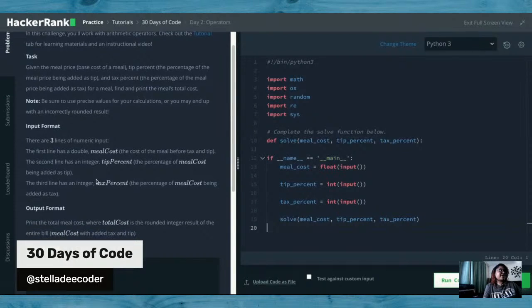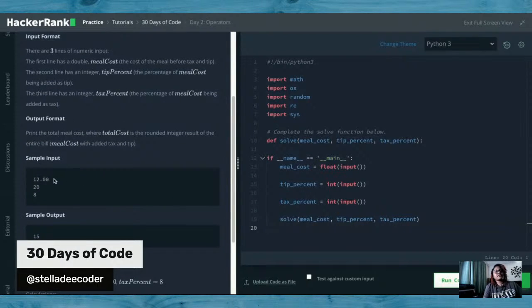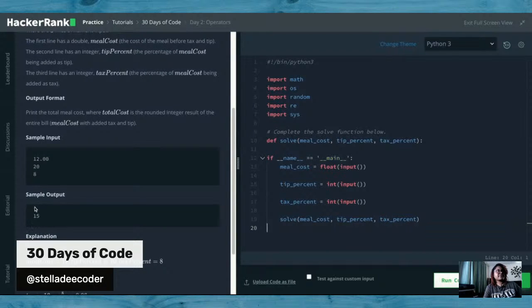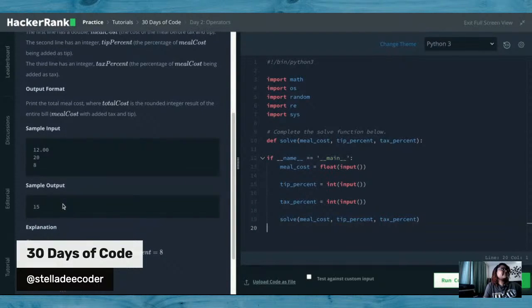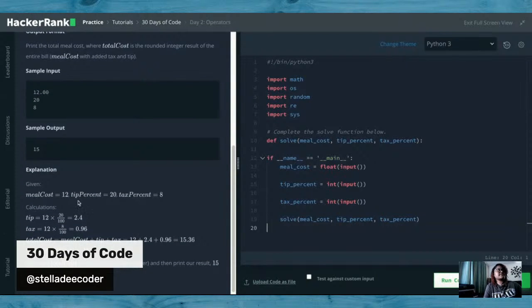And let's see what we have here. An example would be if the meal costs $12 and you decided to do a 20% tip and the tax was 8%. They want us to be able to get the output of $15 for this. And let's see what else we have here. So this is given. Basically, like I said, the meal cost is $12. Tip percent is 20% and the tax percent is 8%.